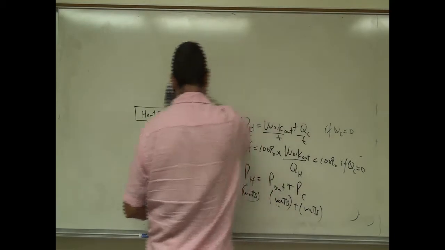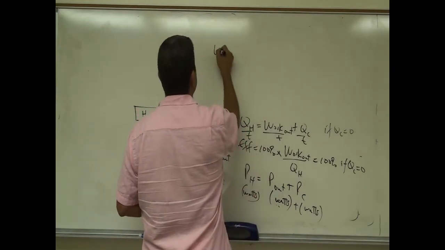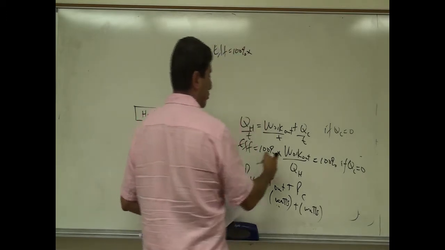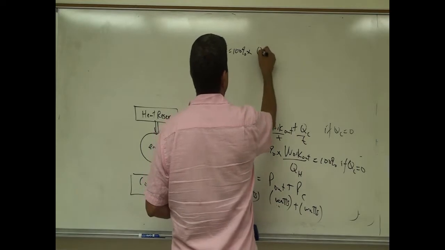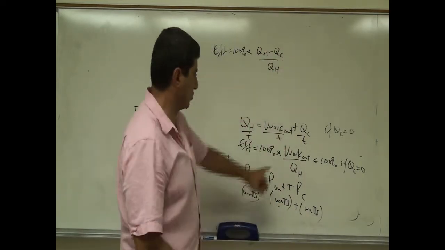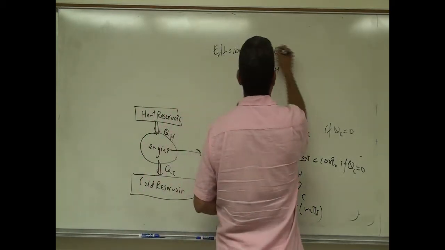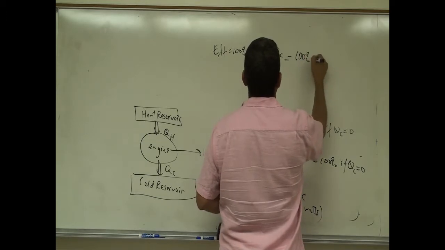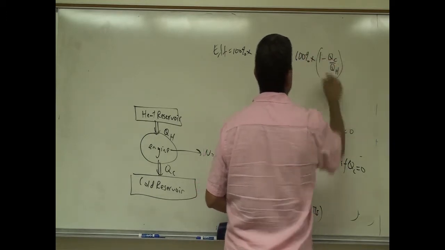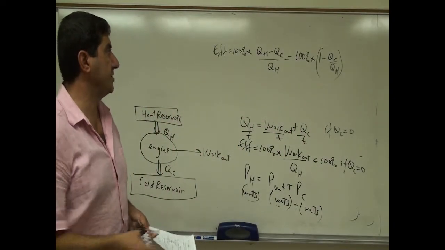Okay, so we could say efficiency is 100% times work out over Q hot, which is equal to Q hot minus Q cold over Q hot, right? Since work out was the difference of Q hot and Q cold. Then I can divide the Q hot into it: 100% times 1 minus Q cold over Q hot. This is another way to express the efficiency of an engine.